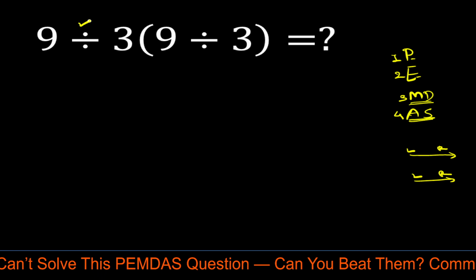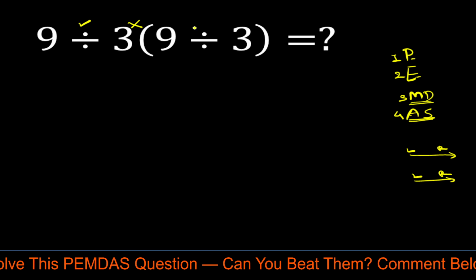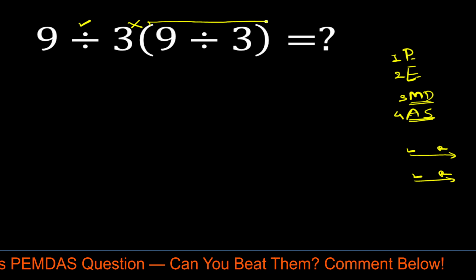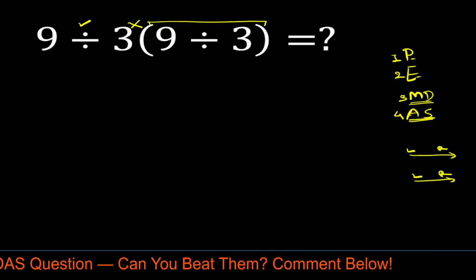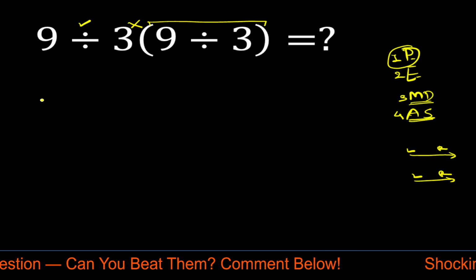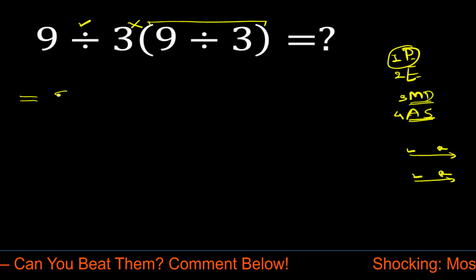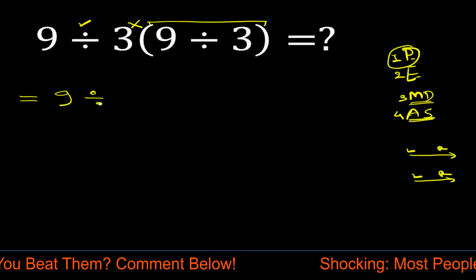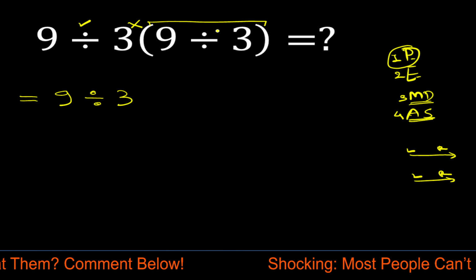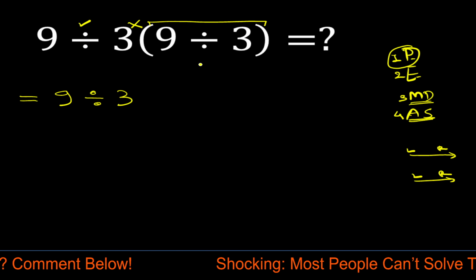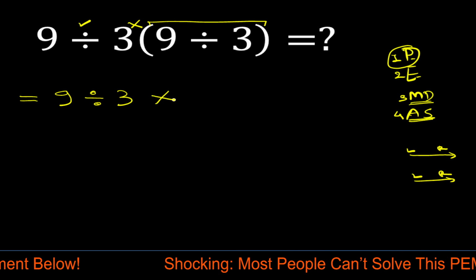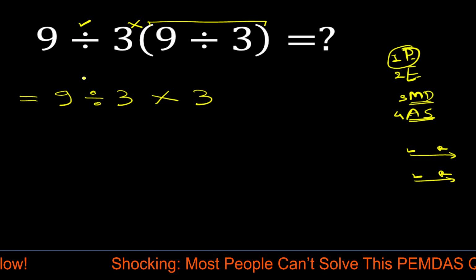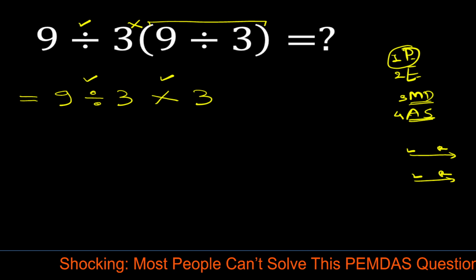So in this question, here we have one division, here multiplication, and here we have one parenthesis. So according to PEMDAS rule, first priority is parenthesis, right? So now 9 divided by 3. Now solve this parenthesis. 9 divided by 3 is equal to 3. So times 3. Now here we have one division and here multiplication.